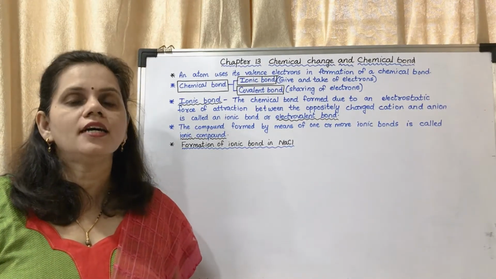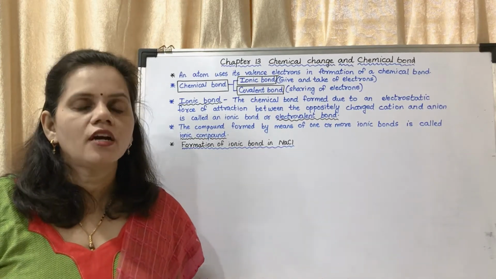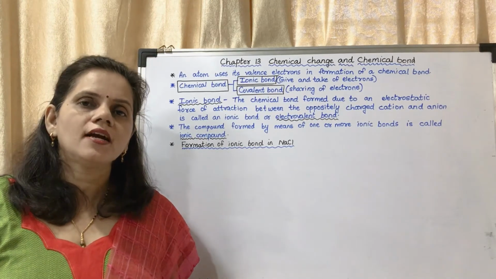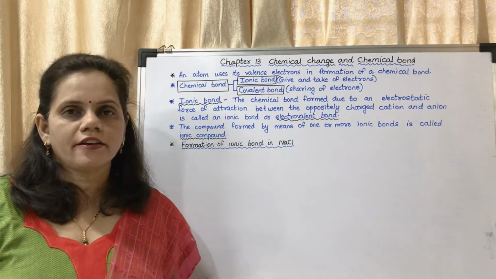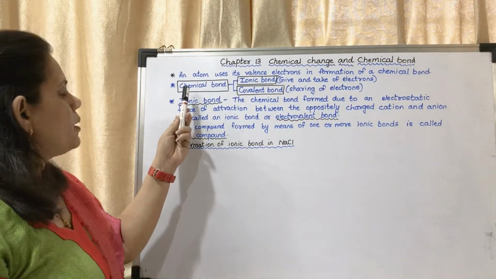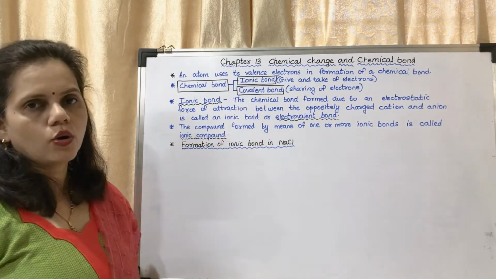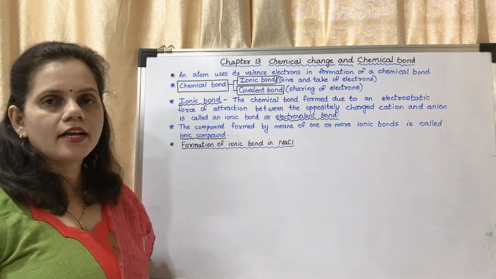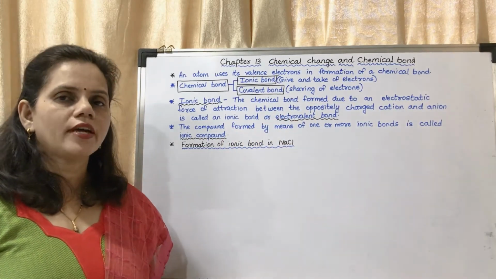The electrons in the outermost orbit. Do you remember you had studied this in chapter 5? What are valence electrons? The electrons in the outermost orbit are called valence electrons. Those valence electrons take part in the formation of a chemical bond. There are two types of chemical bond: ionic bond and covalent bond. In an ionic bond there is give and take of electrons, and in a covalent bond there is sharing of electrons.